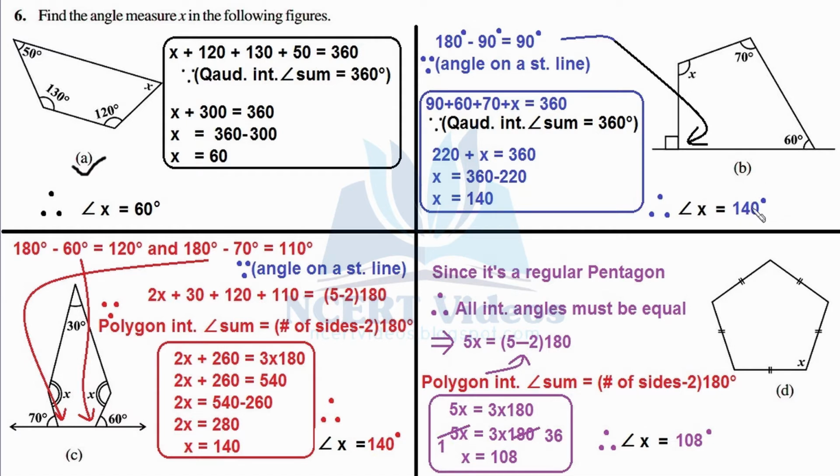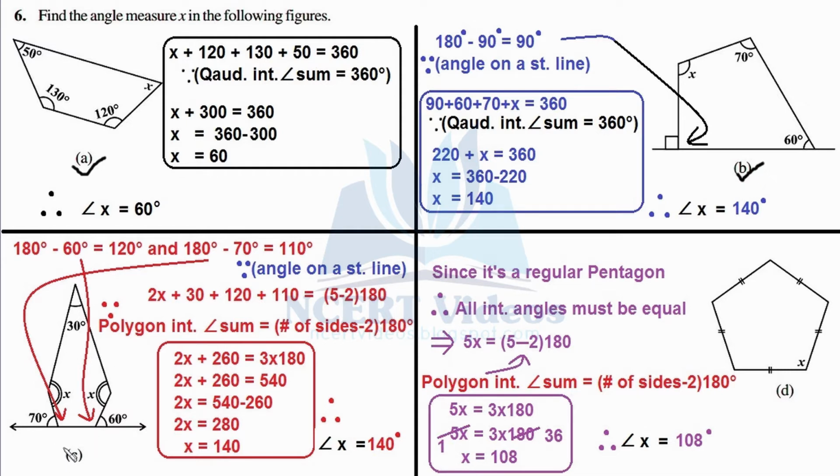And you can cross check your answer as well. Add 140 plus 90 plus 60 plus 70, that will give you 360. This proves that the answer that you have found is correct. With this, our B part is completed.